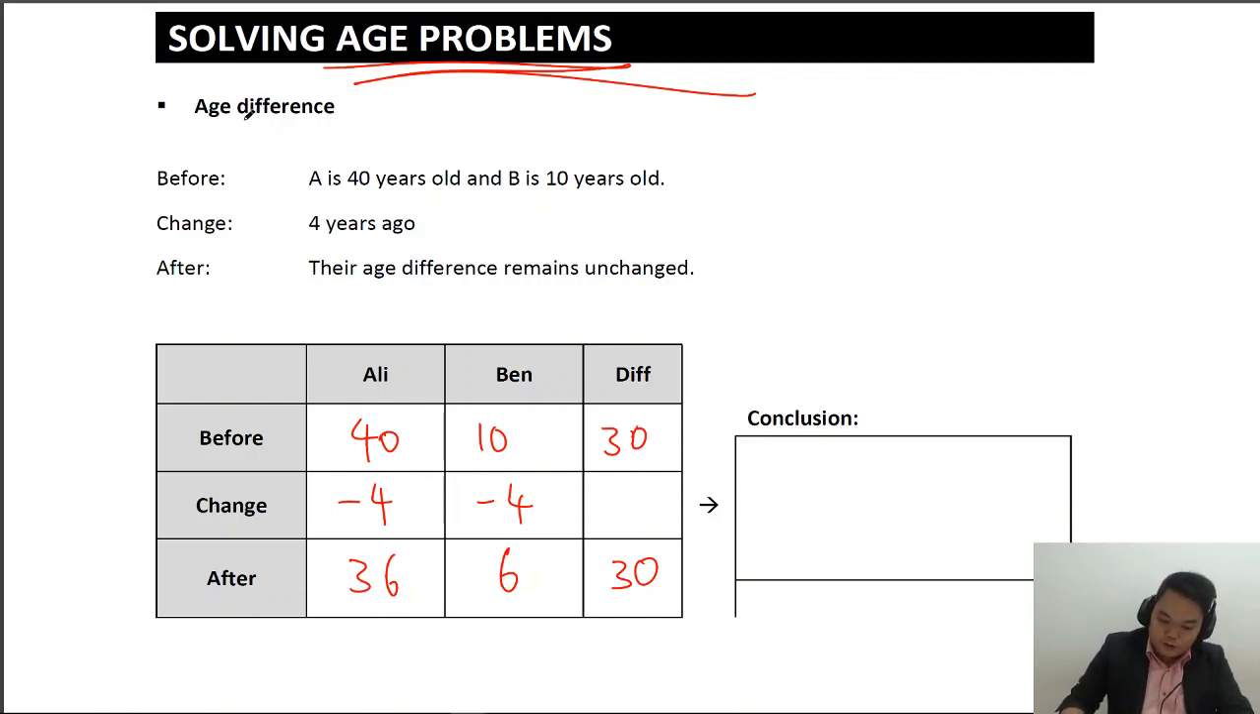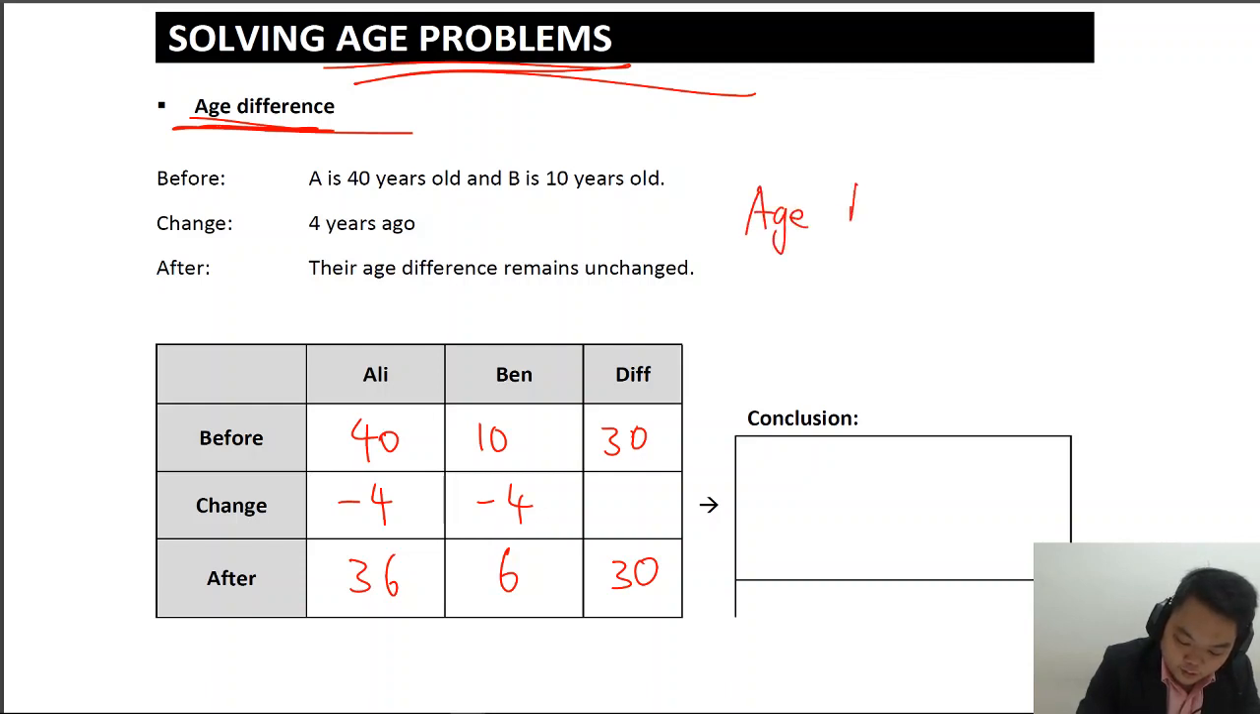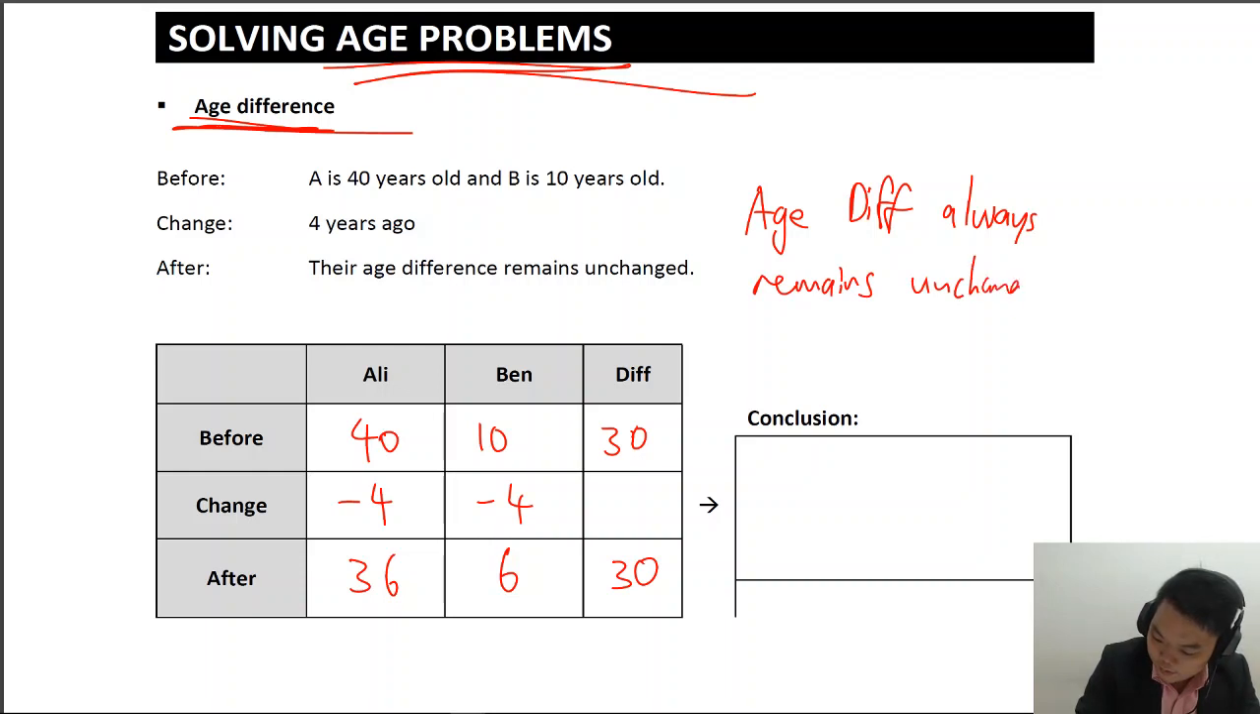You can observe one thing. For age difference, assuming that both parties are still alive, the age difference always remains unchanged. Delvin, stop spamming. The age difference between two parties will always remain unchanged.